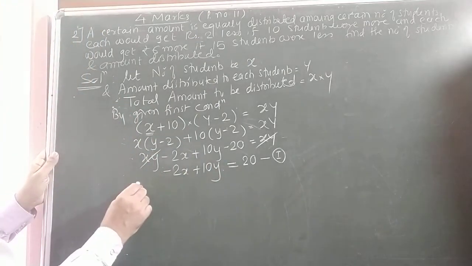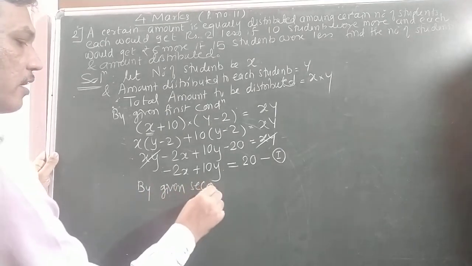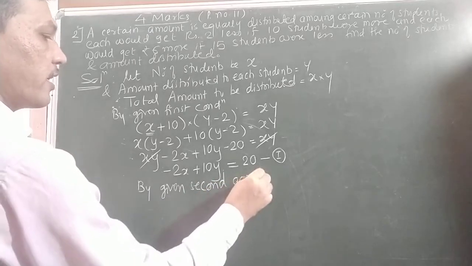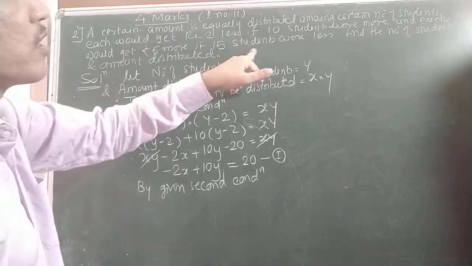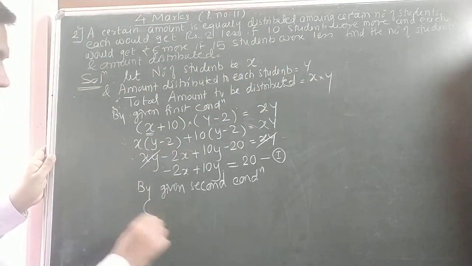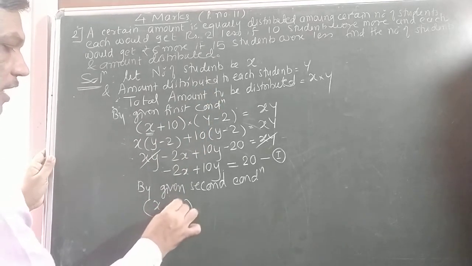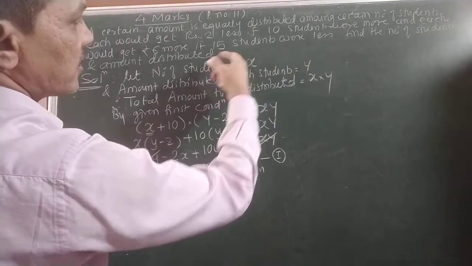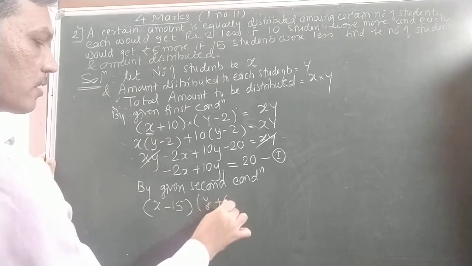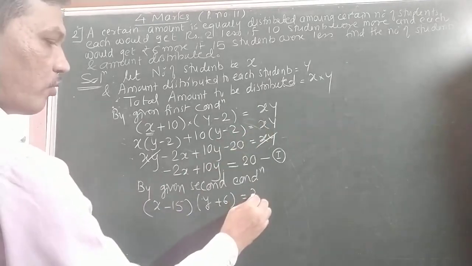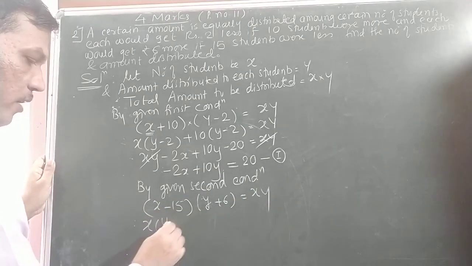Now for the second equation, they have given the second condition. The second condition says 6 rupees more will be received if students become less, obviously. So the students x will become less by 15, so x minus 15. Students were less and each gets 6 rupees more. So the rupees will be y plus 6, and the total money is xy. So now open this bracket: x minus 15, first number with the same bracket, y plus 6.